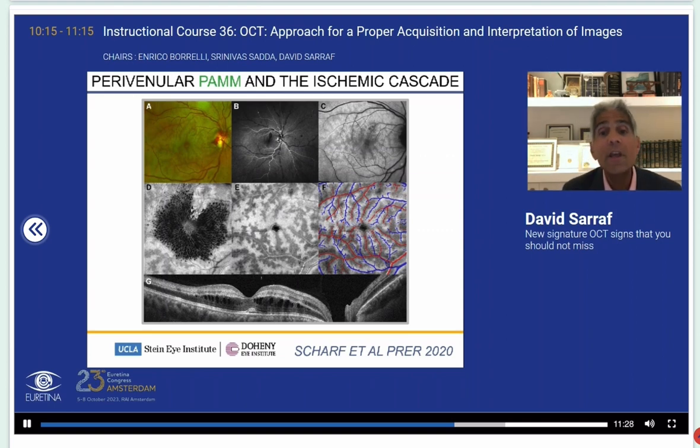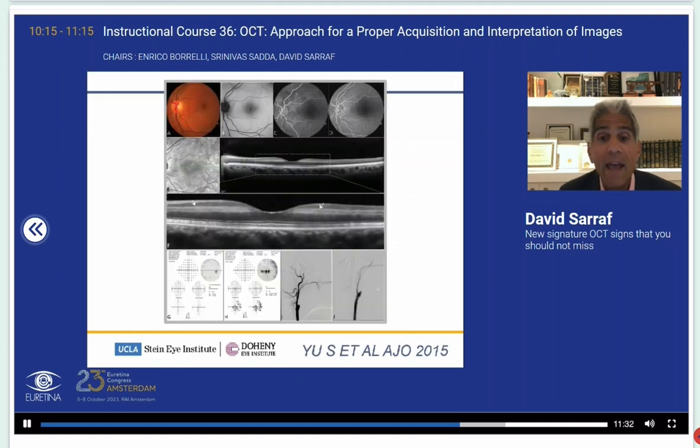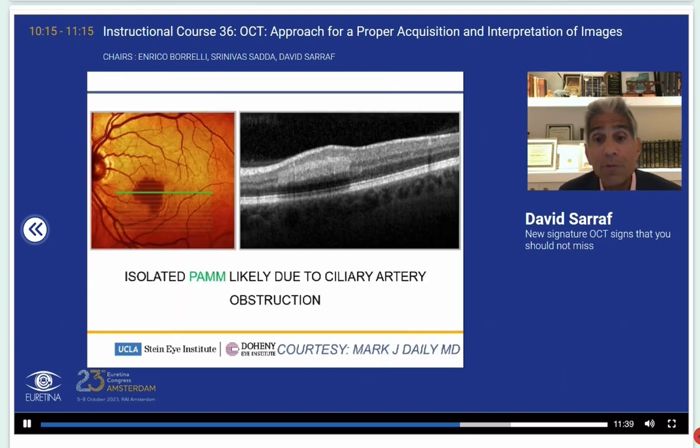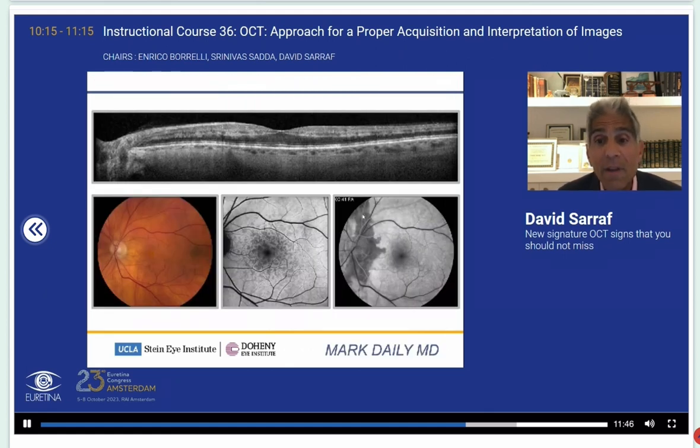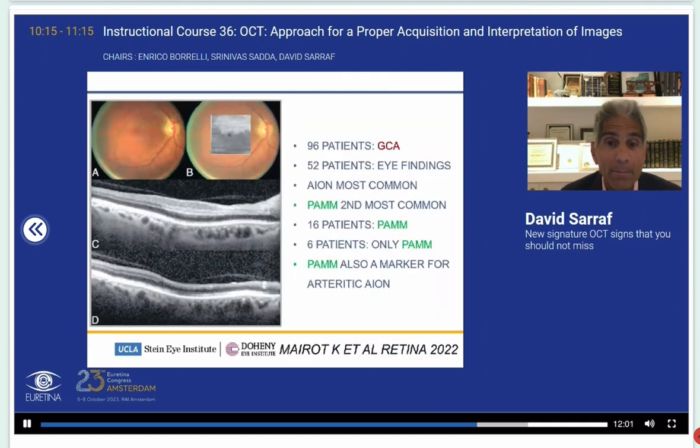Rosa talked briefly about PAM lesions and the perivenular fern-like appearance that they have with en face OCT. It's important to realize that PAM lesions can be the only sign of carotid artery obstruction, as in this case, where you see the PAM lesion and the characteristic string sign of carotid dissection. It can also be a marker of GCA. They can be a marker of an occult central retinal artery occlusion, but you may only see the PAM lesions. And so it's very important to consider GCA in an elderly patient with perivenular PAM.